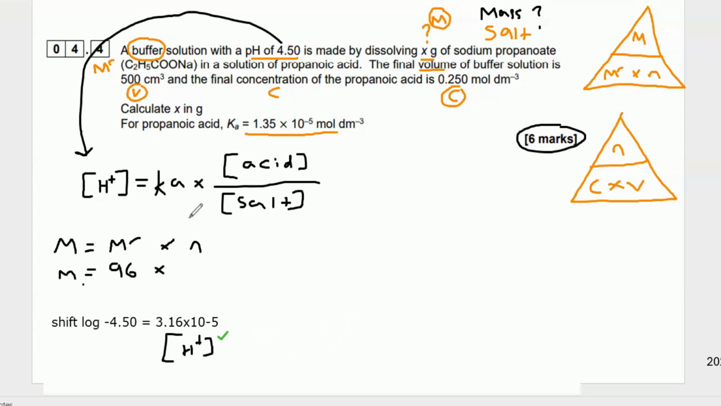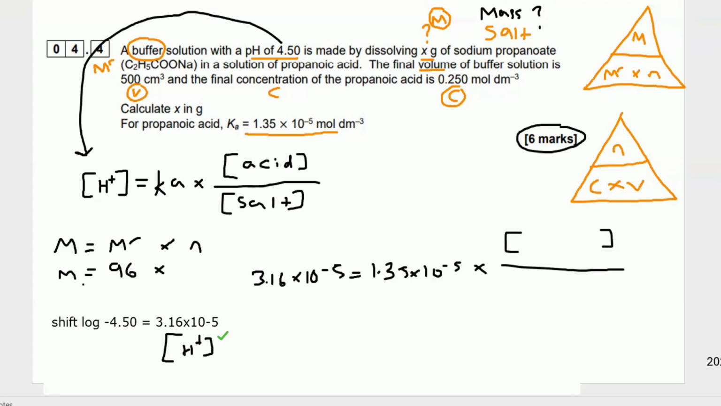Okay. Next thing, we need the acid concentration. We can see that we've got the Ka. So we know that 3.16 times 10 to the minus 5 is equal to the Ka, which is 1.35 times 10 to the minus 5, and then that is multiplied by our acid concentration. We don't really need to work it out. We've been given it. It's 0.250. So we've nicely been given that. And then we're left with the salt concentration, which is our unknown.